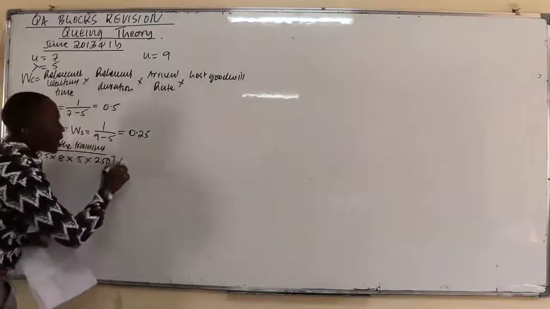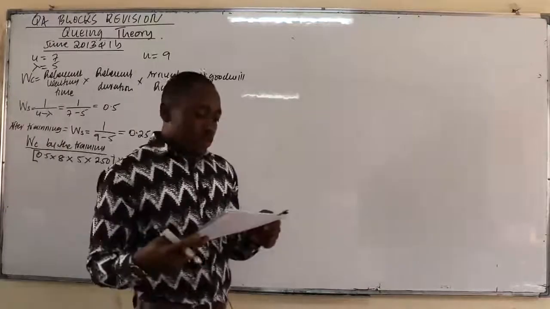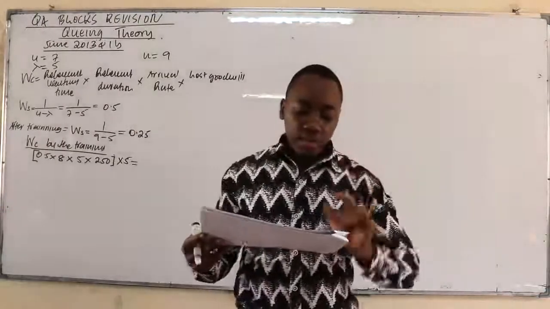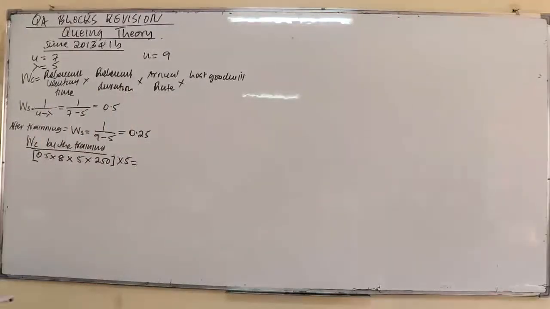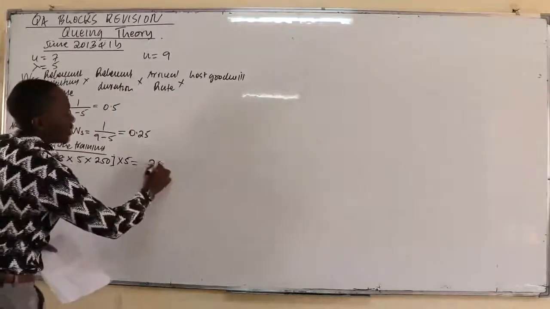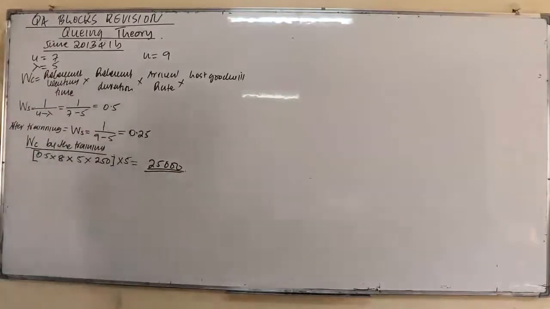Then you multiply by 5. We are told that this comprehensive training is going to take 1 week. And 1 week has how many training days? 5. You multiply by 5, and you'll get 25,000. That's the waiting cost per week.